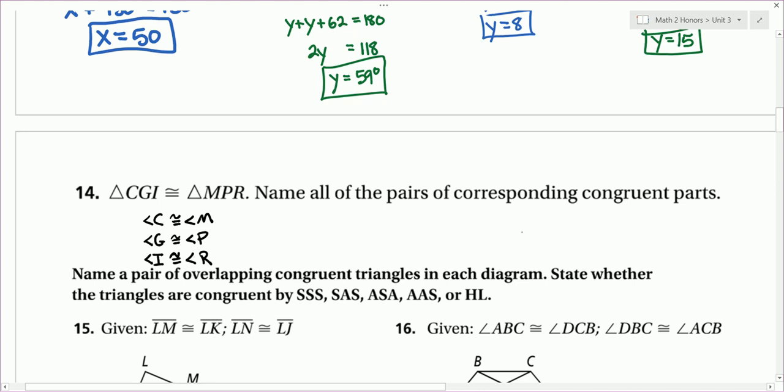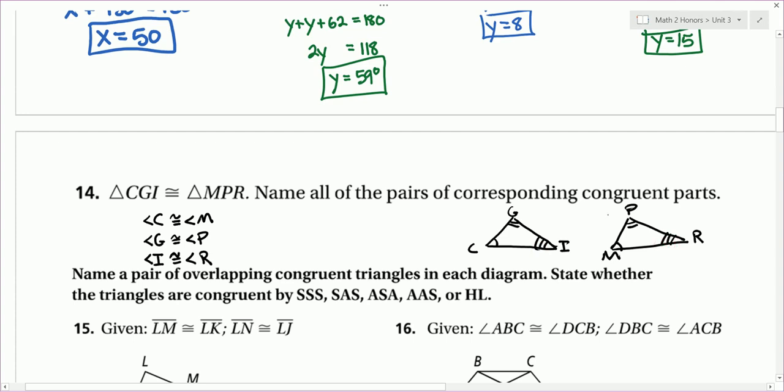If you need, you can draw 2 triangles to get a visual. CGI, MPR. But even when you're drawing those, you need to make sure the C and M match, the G and the P match, and the I and the R match, because of the ordering of the letters.